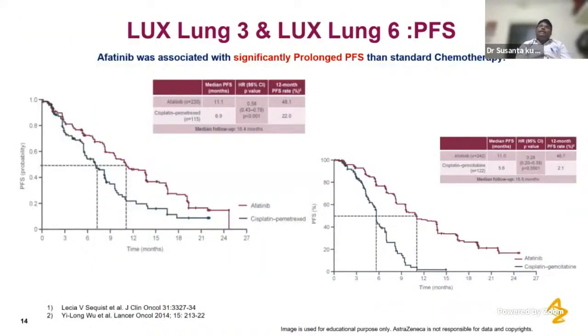Coming to Afatinib, it is a second generation TKI. Afatinib has significantly prolonged PFS. Compared to chemotherapy, cisplatin pemetrexed, it is 11.1 versus 6.9 months with a hazard ratio of 0.58 and a significant p value. So we know the PFS was significant compared to the chemotherapy. And coming to the other arm, gemcitabine cisplatin, it is the same: 11 months versus 5.6 months with a hazard ratio of 0.28.